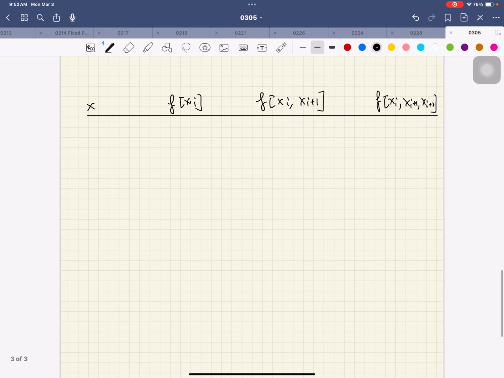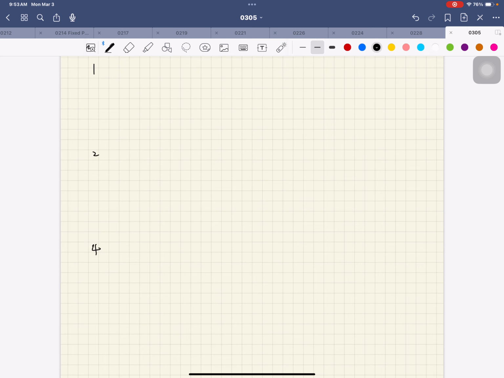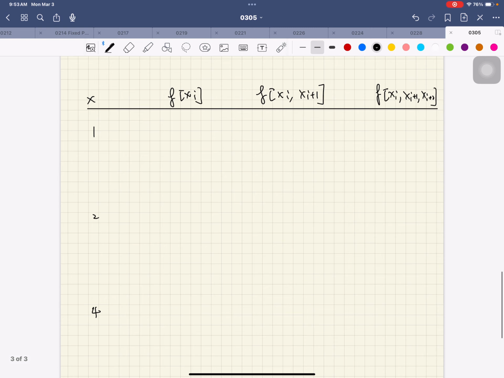The x column is the x coordinates of the 3 points we have. Essentially we have 1, 2, 4. The f(xi) column, so the zeroth difference, is just the y coordinates corresponding to the x values, right? So this is also equal to f of xi with parentheses. If you copy the points, here is equal to 2, here is equal to 3, here is equal to 5.